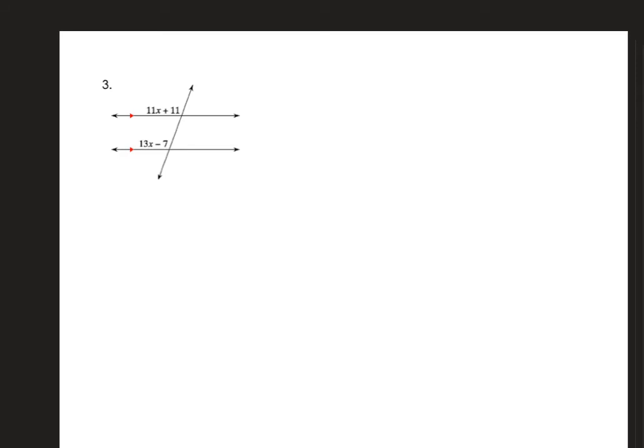So this is one that everyone has trouble with because they want to say they are same side something because they are on the same side of the transversal. However, we can't say they're same side interior or exterior because one's on the inside, one's on the outside. So these ones are corresponding angles. They're both in the top left-hand corner. And remember that corresponding angles are congruent, which means to solve, we set them equal to each other.